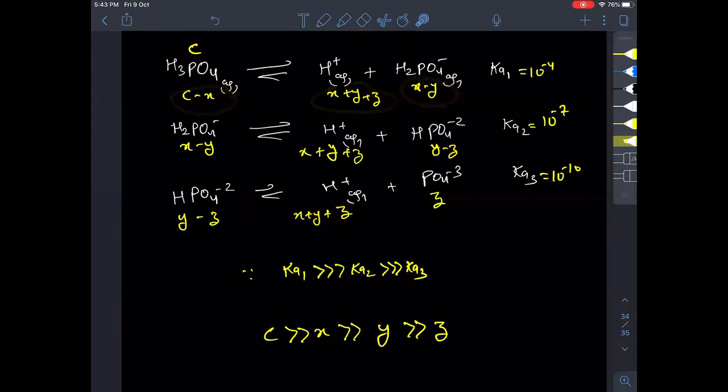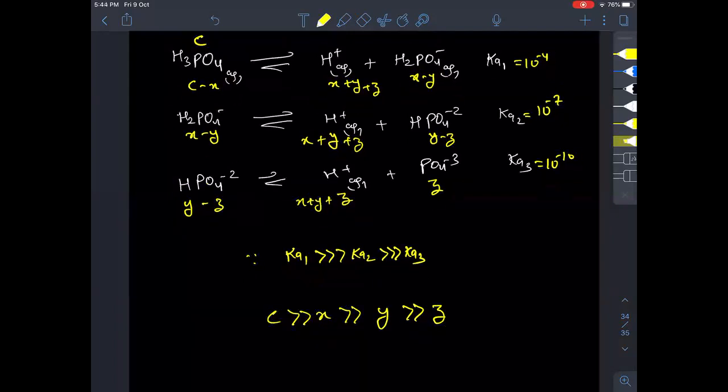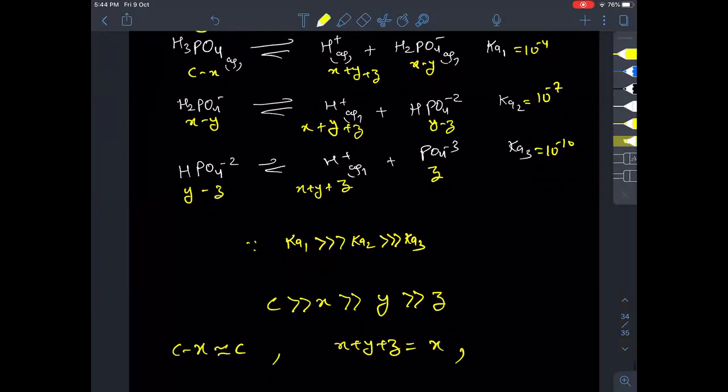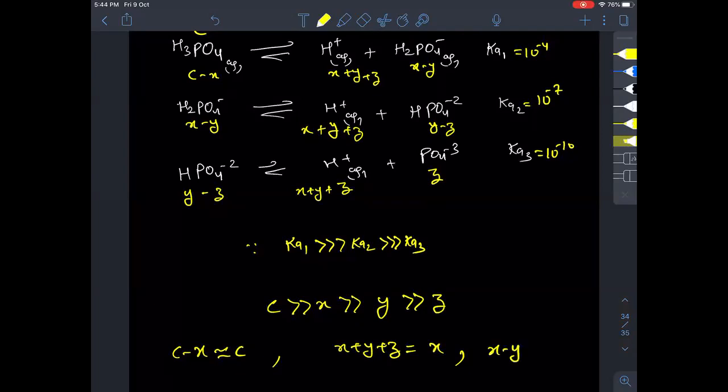By looking at all three, you cannot solve it easily, right? So what I'll do, I'll take this C minus x will be approximately C, because C is much greater than that of x. Similarly, this x plus y plus z will be equal to x, because x is very, very greater than y and y is greater than z. So these two terms will be negligible as compared to x. So I will simply write it as x. Similarly, x minus y will be approximately x and y minus z will be approximately y.